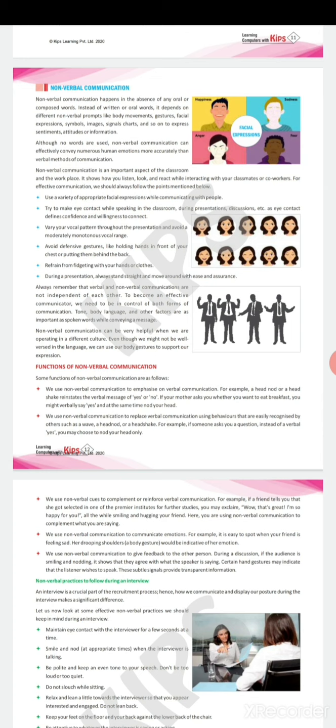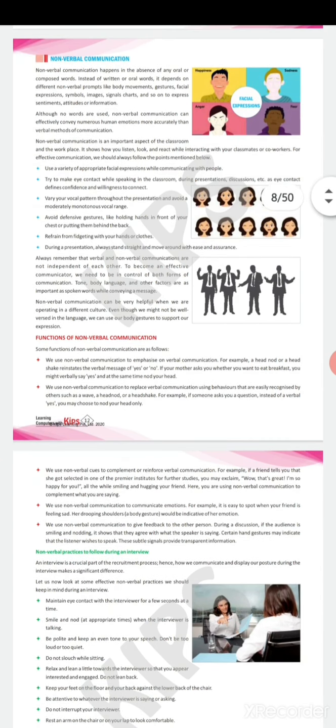So in this, a few things are: use a variety of appropriate facial expressions while communicating with people. Try to make eye contact while speaking in the classroom, during presentations, discussions, etc. So in this way, you can make proper communication. These are the few things you can follow to make your communication better along with words. Okay, that means you will use words, but along with words you can use facial expressions and eye contact so that your communication can be better. So treat this point, these are basic things that you should follow.